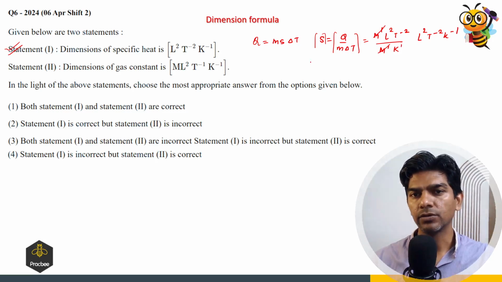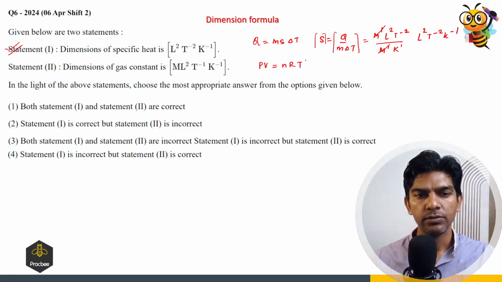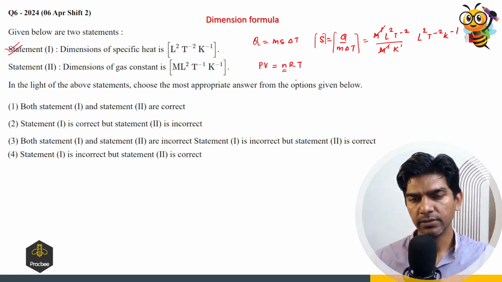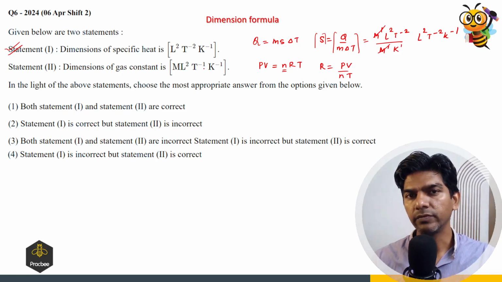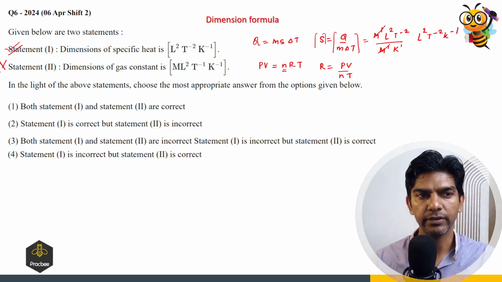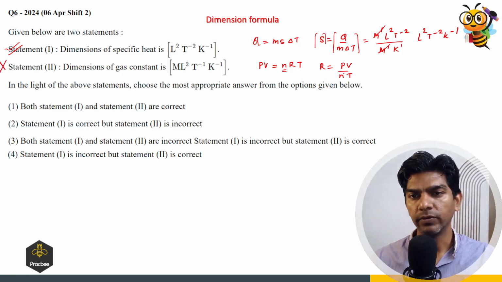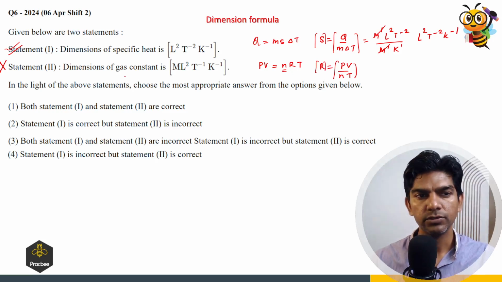And dimension of gas constant. In gas constant, we can use the ideal gas equation. PV is equal to nRT, right? Here n is the number of moles. So gas constant can be given as PV divided by nT. If you look at the dimension given, they have not taken moles into account. So it means statement 2 is incorrect. It does not have moles, but we will get moles if we calculate the dimension for R. So statement 2 is incorrect.